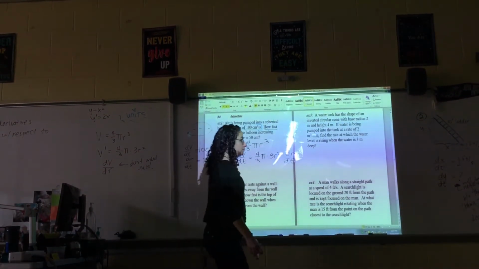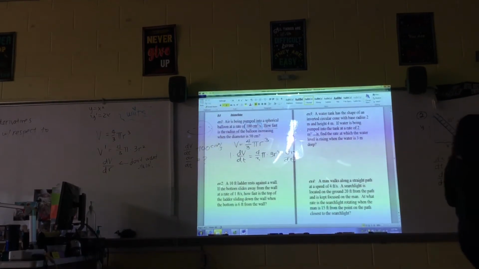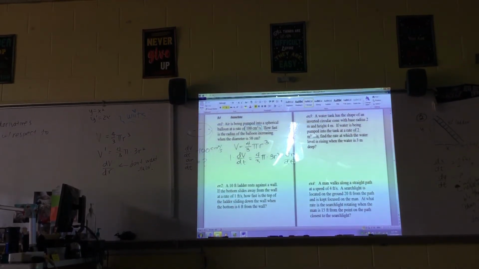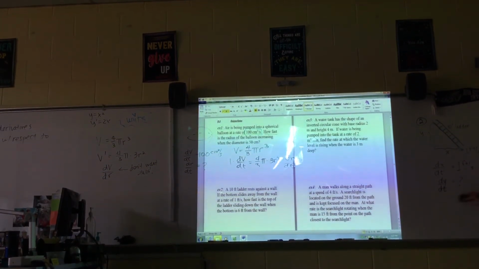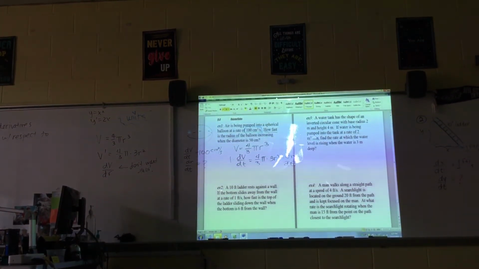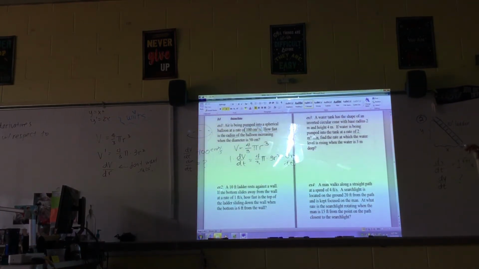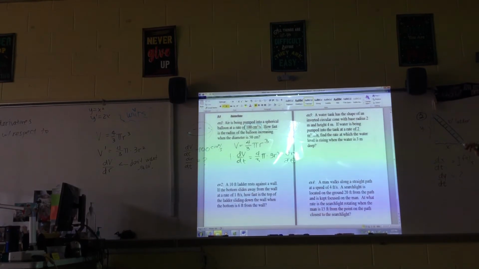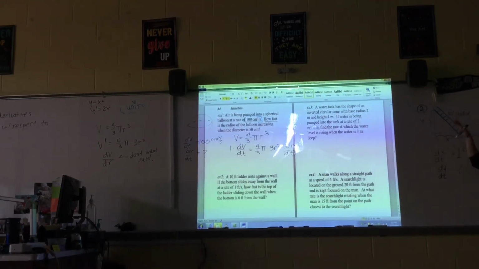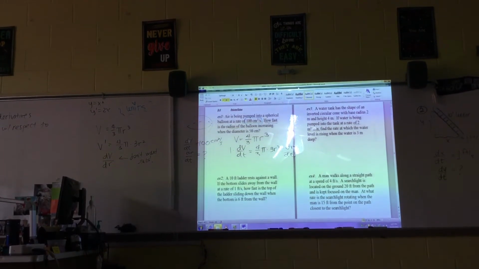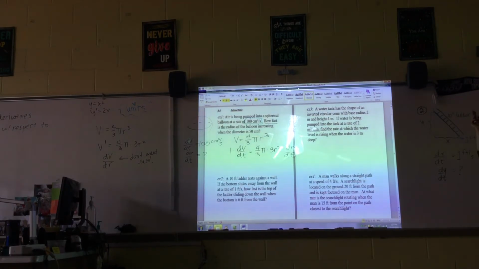Let's look at number 2. I didn't write equations for these, but that's okay. For number 2, I need an equation that relates my variables. I need an equation that relates x and y that will always hold true for this triangle. The Pythagorean theorem will work.